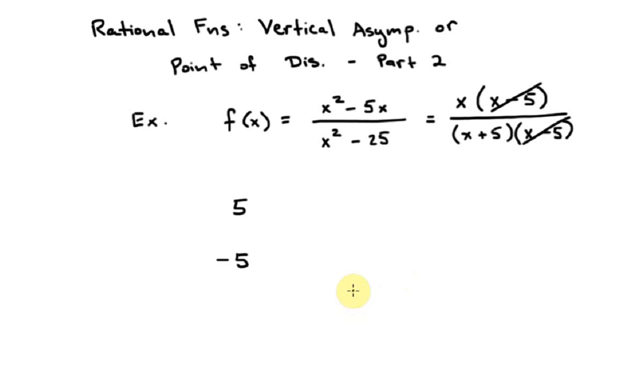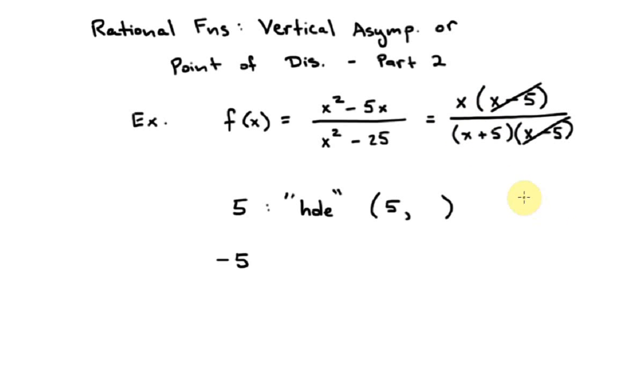And so right away I can see, well, this canceled. So at the positive 5, the one that canceled on me, that is a point of discontinuity, or a hole. There is a hole in the graph. Where is the hole in the graph? Well, it's at 5. And now what I've got to do to figure out where the hole in the graph is, I've got to look at my simplified version.